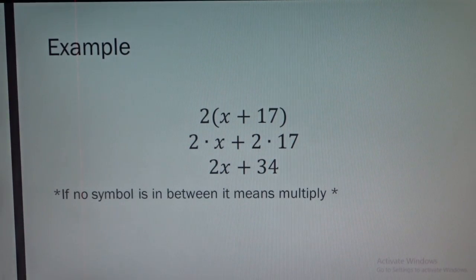An example: 2(x + 17). The parentheses mean that we're going to multiply 2 times each of the terms, or distribute. So 2 times x and 2 times 17. Well, 2 times x gives me 2x, and 2 times 17 gives me 34. So if there's no symbol in between, it means to multiply.